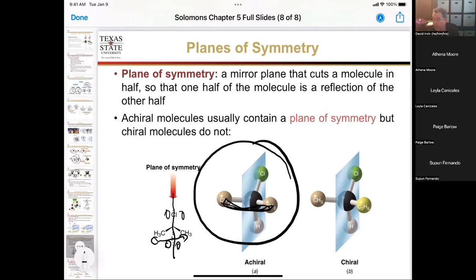Okay, but all we have to do is add a CH2 to this side here, and it's no longer the same. Once it's no longer the same, it is a chiral molecule because the CH3 and the CH2 are not the same.